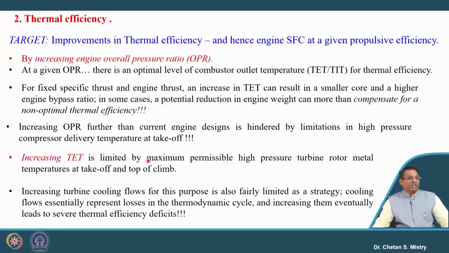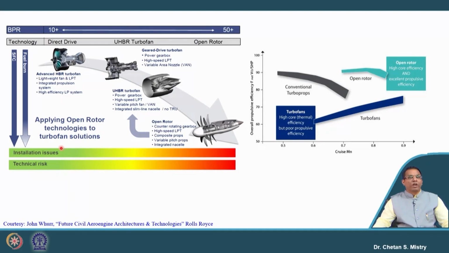In the same way, increasing the turbine entry temperature is the other way. Now, when we are increasing turbine entry temperature, we have an issue in terms of material temperature, and that is a big challenge in terms of takeoff as well as top of the climb. So, if we are increasing turbine entry temperature, we need to go with specialized cooling technology and cooling strategies, and that will help us improve the thermal efficiency. Now, let us look at what people are working on at this moment.